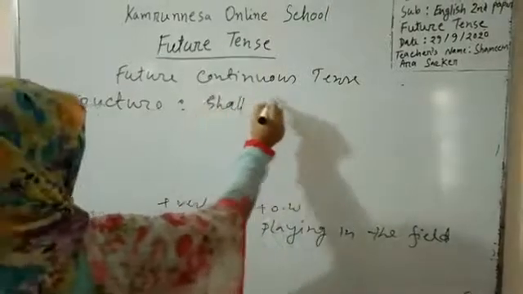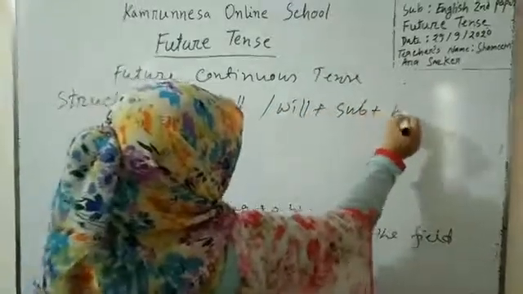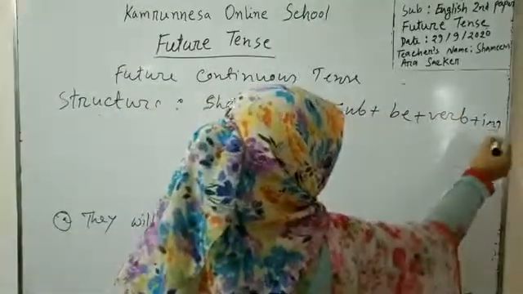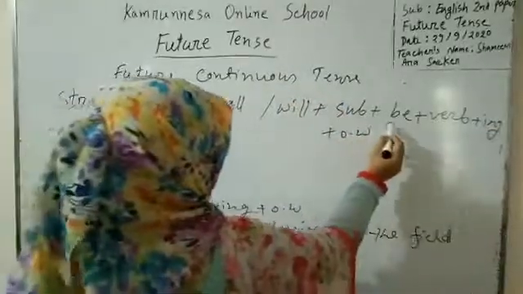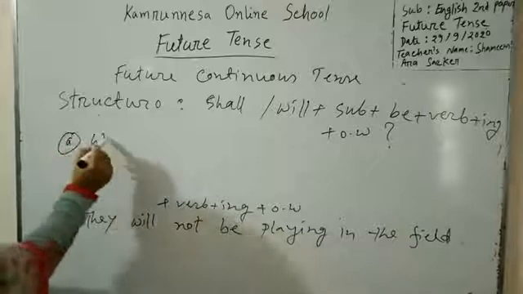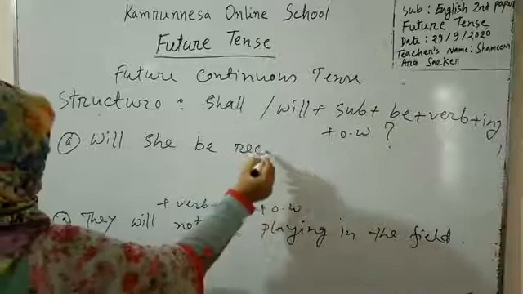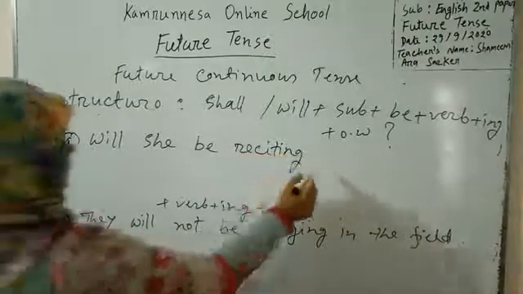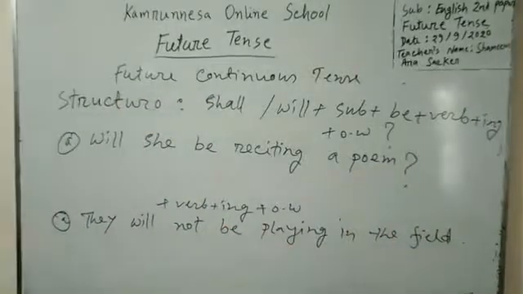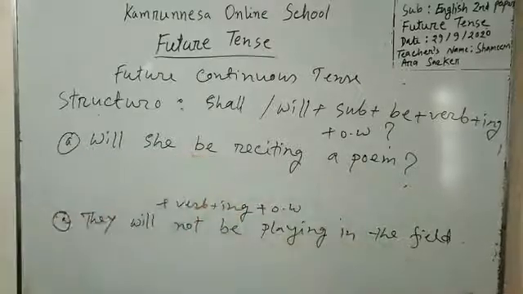Shall or will plus subject plus be plus verb plus ing plus other word. Look, will she be reciting a poem? Will she be reciting a poem? Okay?